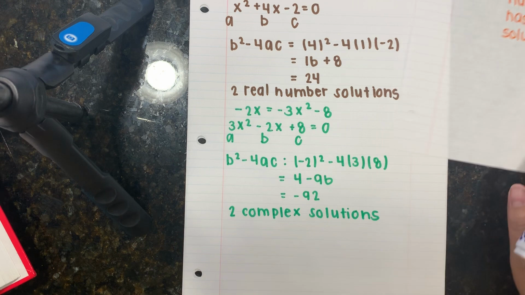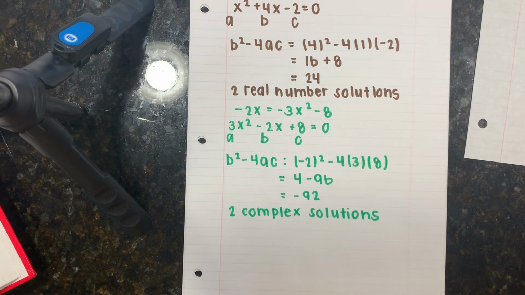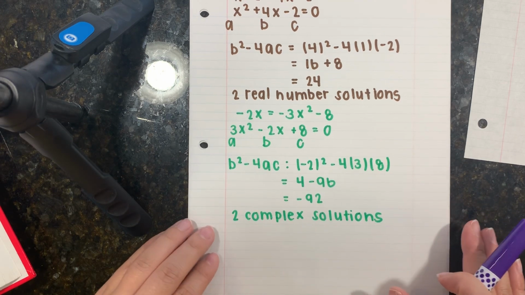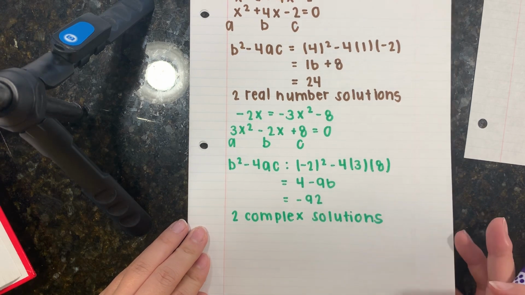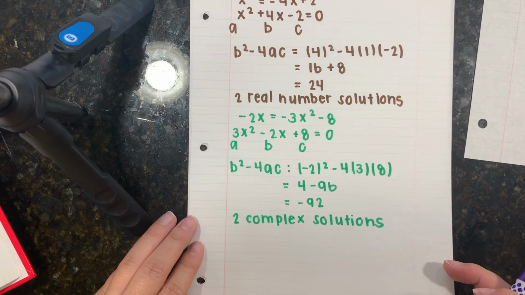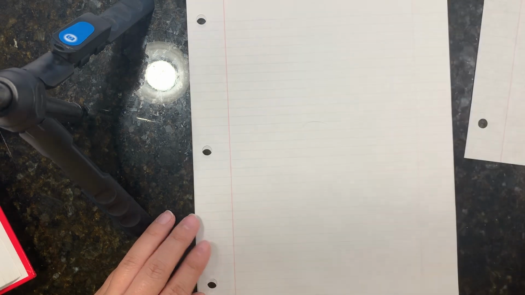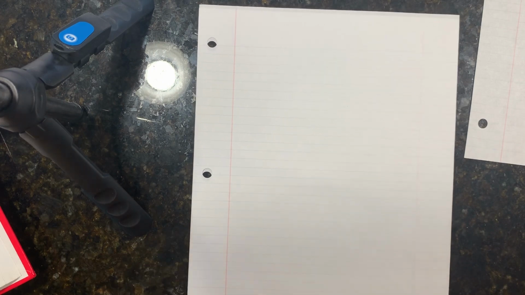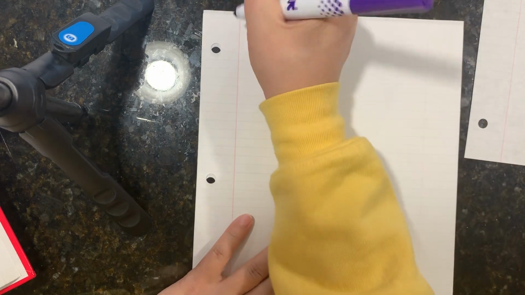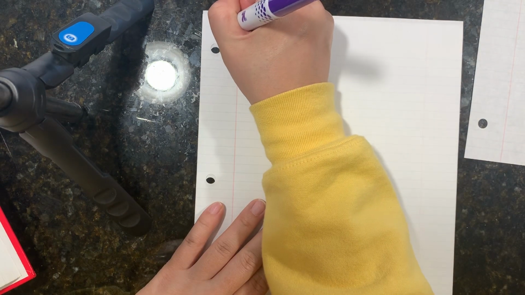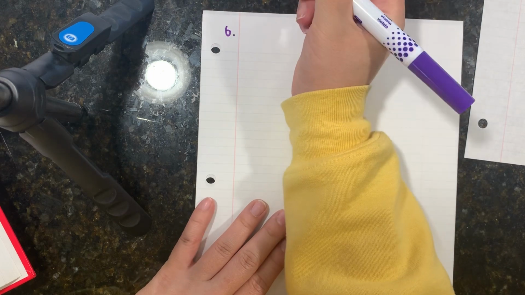Now what I want you to do is pause this video and try number 6 in the lesson. And then when you're done trying, I will unpause the video and you can do it with me to make sure you did it right. So number 6. Pause the video now so that you can try it and then check your answer with me.